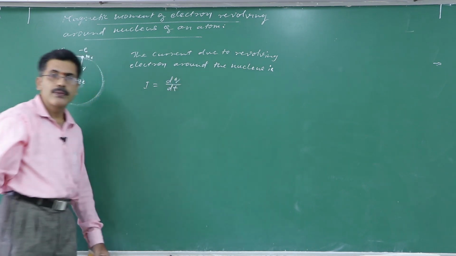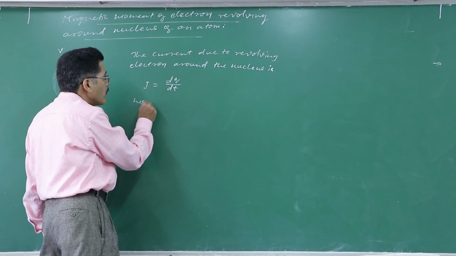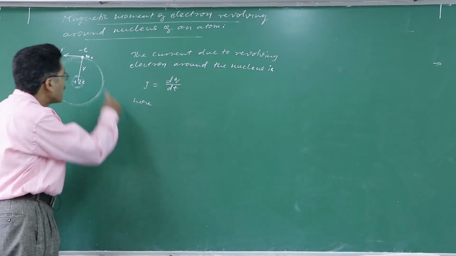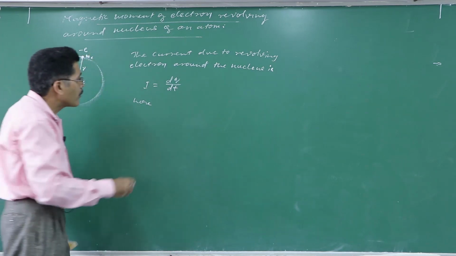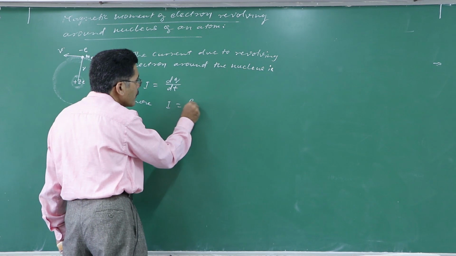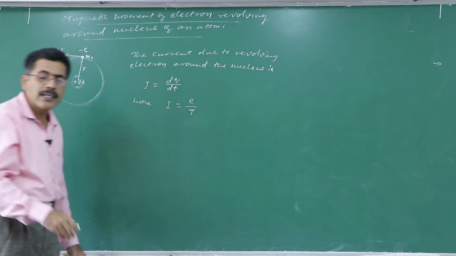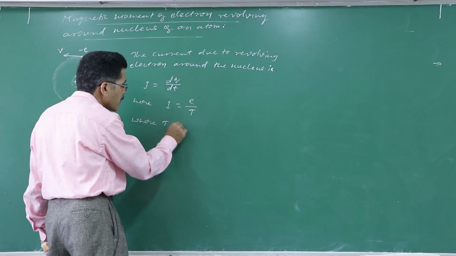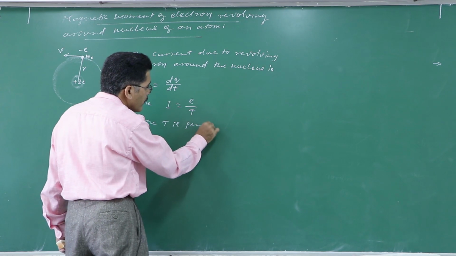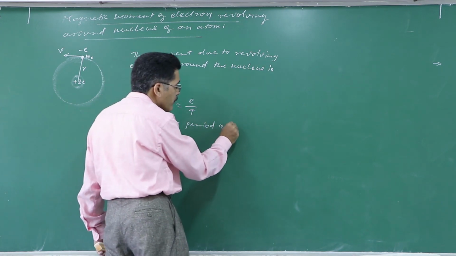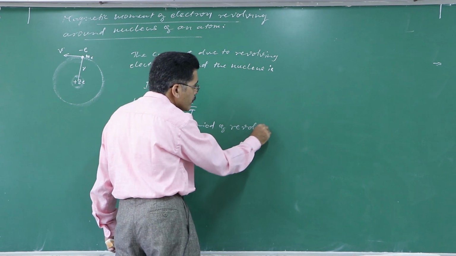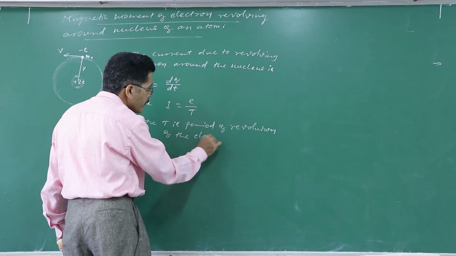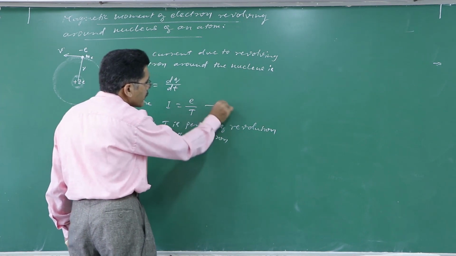See, this is known to you. See here, what is the charge on the electron? I consider only the magnitude. Charge on the electron is minus e. I just take only magnitude. Therefore, I is equal to e by T, where T is the period of revolution of the electron. Let me call this as equation 1.